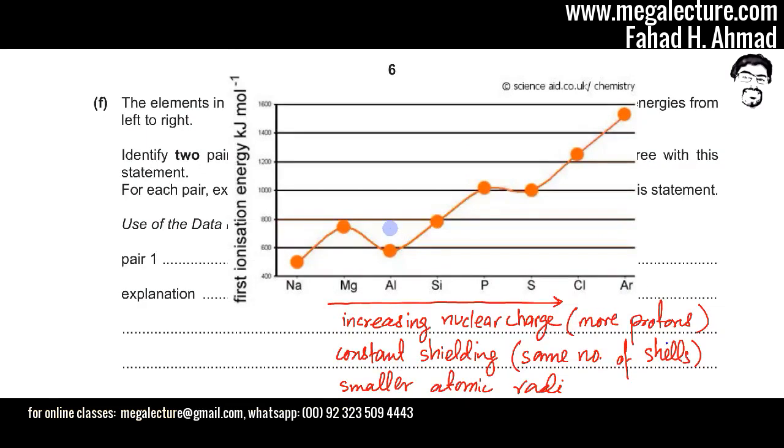Now the question basically deals with these 2 pairs that do not follow the trend. For example, aluminium, there's going to be a dip in ionization energy across the period at aluminium, and there's going to be a dip in ionization energy across the period at sulfur as well. So we need to explain these dips now. So let's go back to the question.